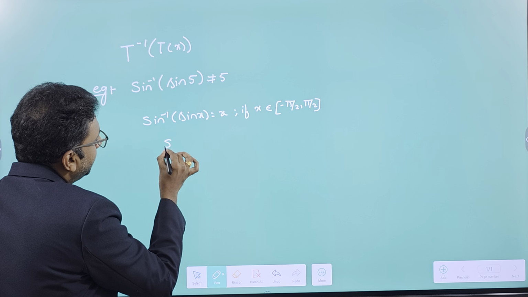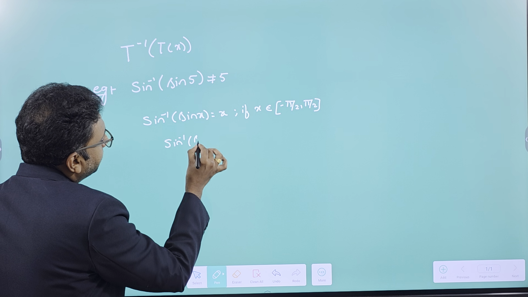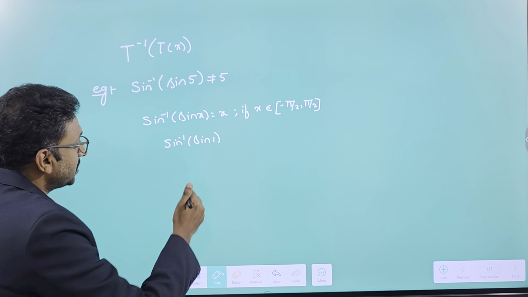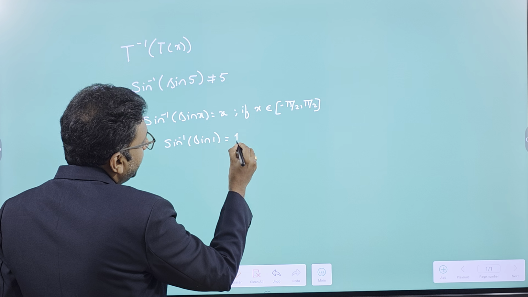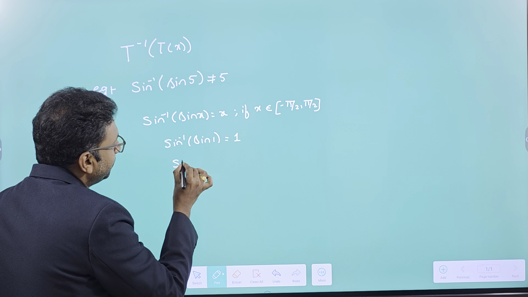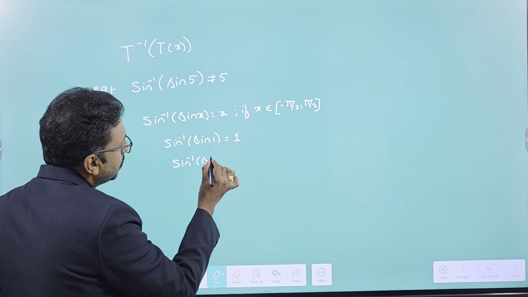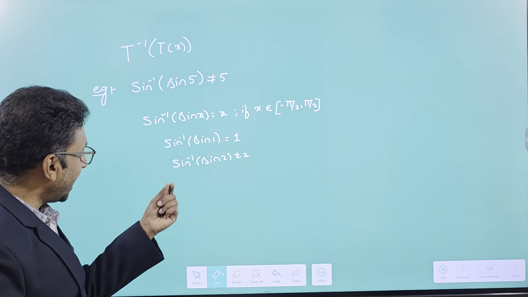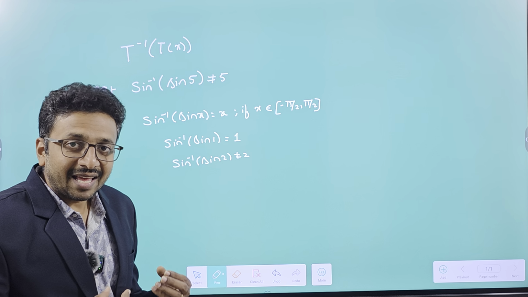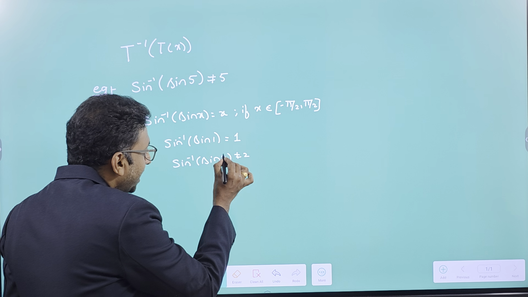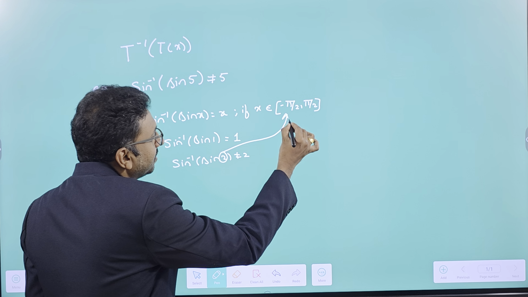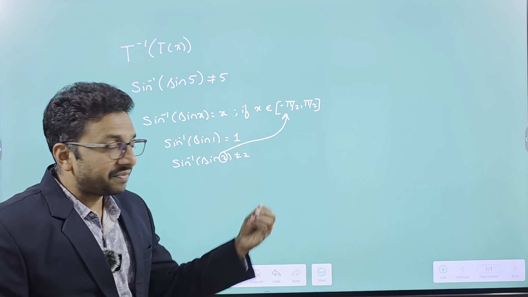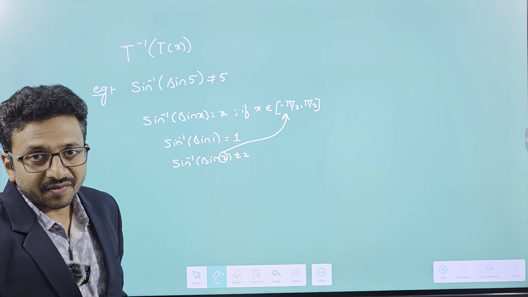That means sine inverse of sine 1, here 1 means 1 radian, will be equal to 1, but sine inverse of sine 2 will not be equal to 2. Because sine inverse and sine don't cancel each other exactly when this number is outside minus pi by 2 to plus pi by 2. Minus pi by 2 means around minus 1.57 to plus 1.57.